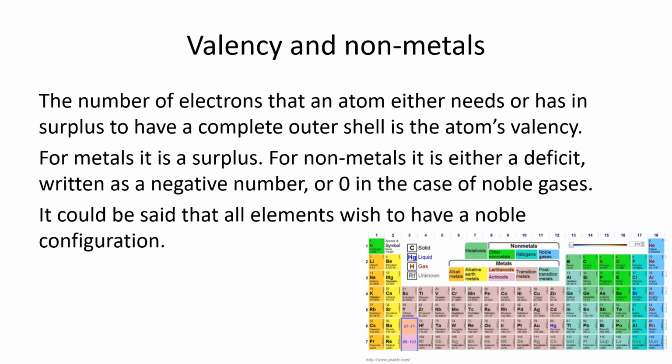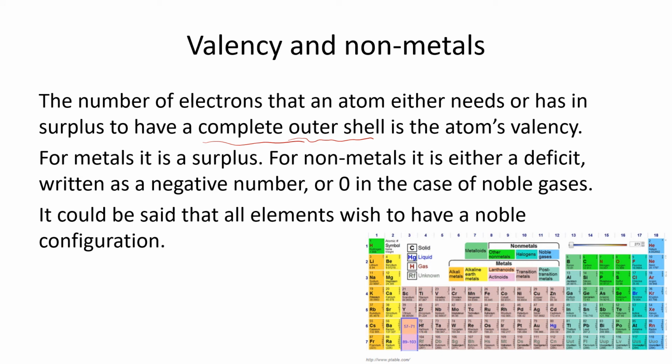All right, so valency and nonmetals. So now we're looking at nonmetals. The number of electrons that an atom either needs or has in surplus to have a complete outer shell is its valency. What these atoms are looking for is a complete outer shell. They want to fill their outer shell.